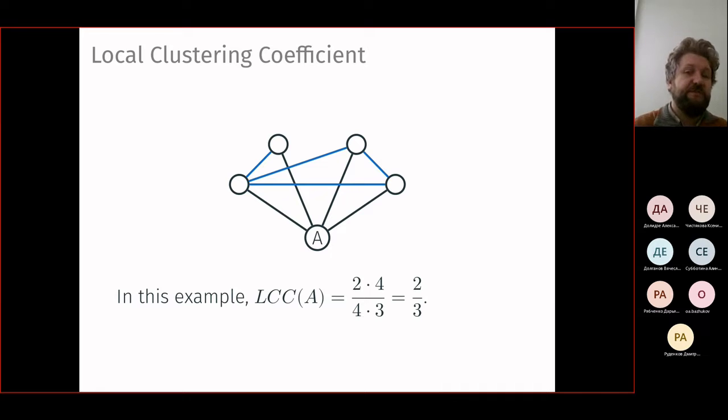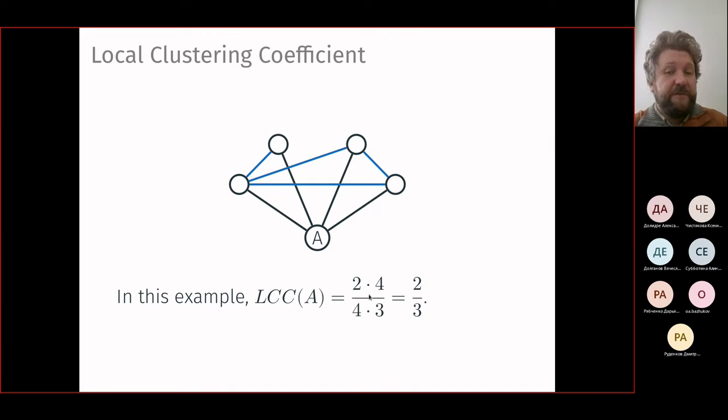So this is the visualization. For example, we have A. It is connected with 4 vertices, so Alex has 4 friends, and the blue lines are the interrelations among them. So they are quite likely to be also friends with each other, but not all of them. These 2 on top, for example, are not connected.